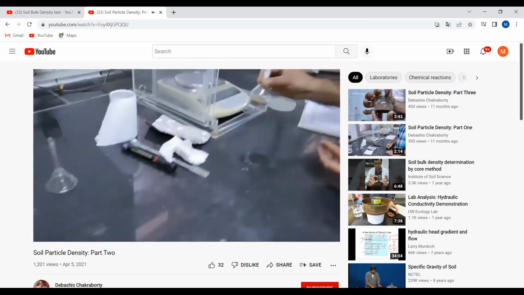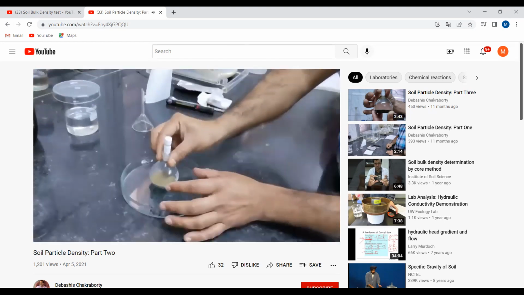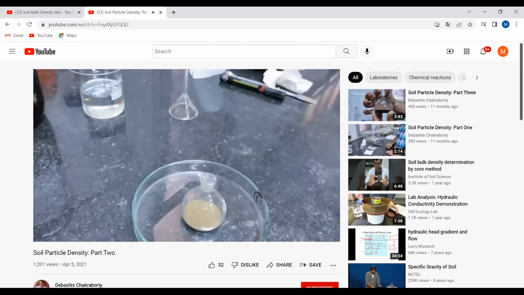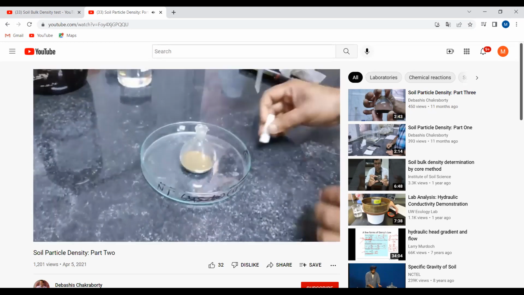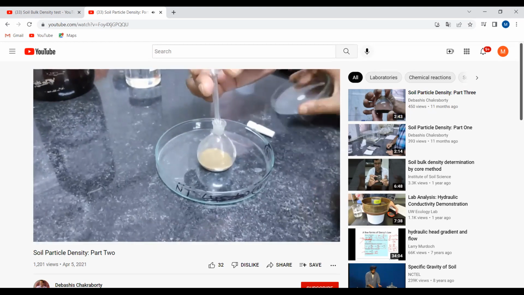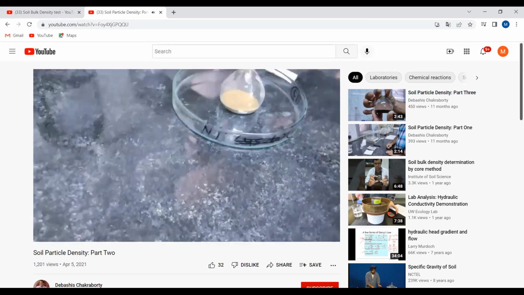Now the pycnometer needs to be filled up with toluene. Again, please be careful that the tip of this funnel should not touch the bottom of this.